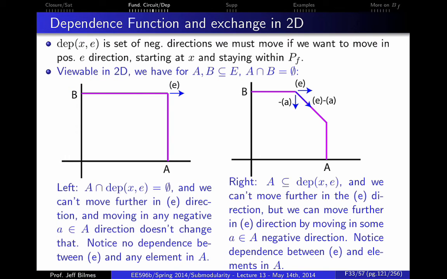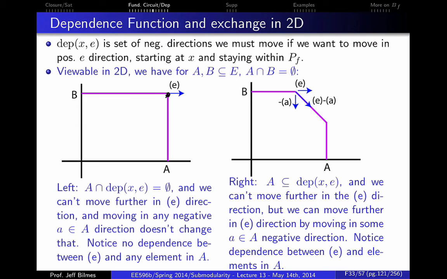So first of all, this is a matroid. This is a possible matroidal polytope, where basically it's saying that A is independent of B, or A and B are separable, or you're modular between A and B. Okay, so there's no dependence. And so basically it's saying that if the vector is, say, here, then A intersect dep of E is equal to 0. Okay?